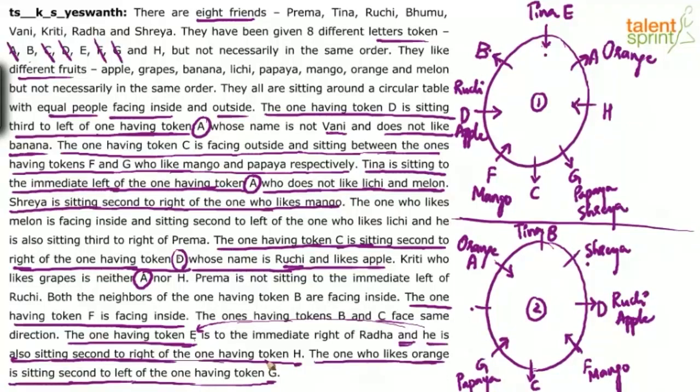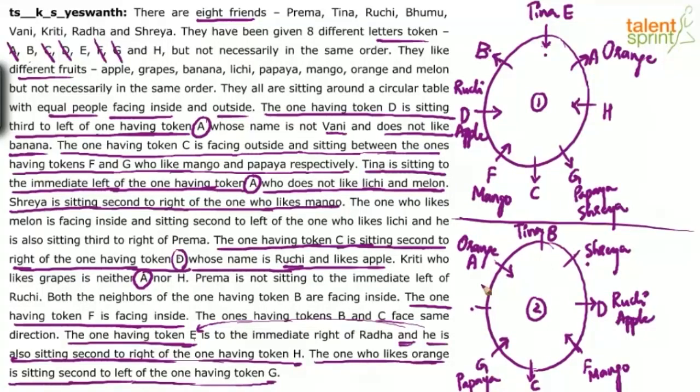But the point is, the only two places left out for E and H are these two. And you do whatever you want, E and H will not be second to the right, because between E and H there are two persons. So if you take H here, first, second, third to the right. Or if you take H here, first, second, third to the right. Are you able to follow?